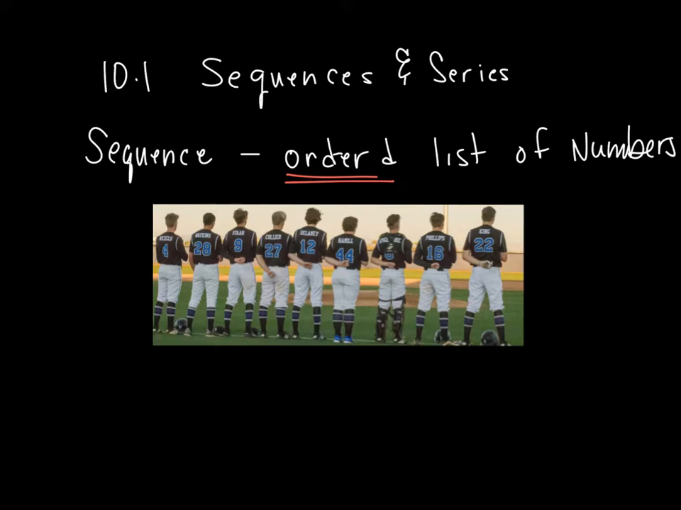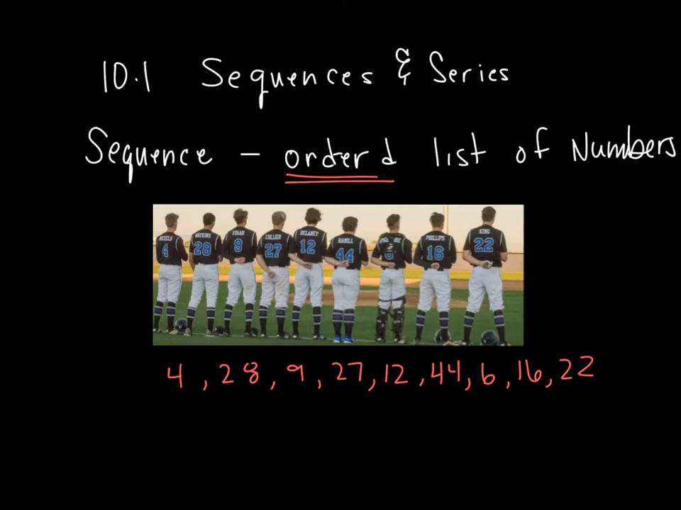The numbers are ordered. The first number here would be 4, 28, 9, 27, 12, 44, well, let's call that 6, 16, and 22. This is called finite, the total number of terms here, or the total number of players.